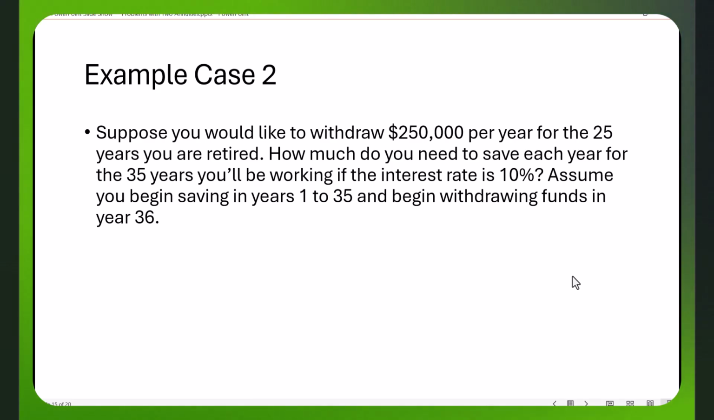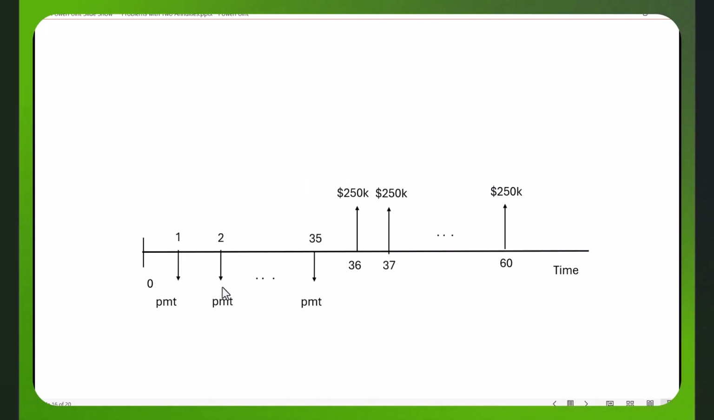Case 2. Suppose you'd like to withdraw $250,000 per year for the 25 years you're retired. How much do you need to save each year for the 35 years you'll be working if the interest rate is 10%? So you're going to begin saving in year 1 to year 35, and then be withdrawing funds in year 36. So again, here we know that $250,000 is what you're going to be withdrawing.